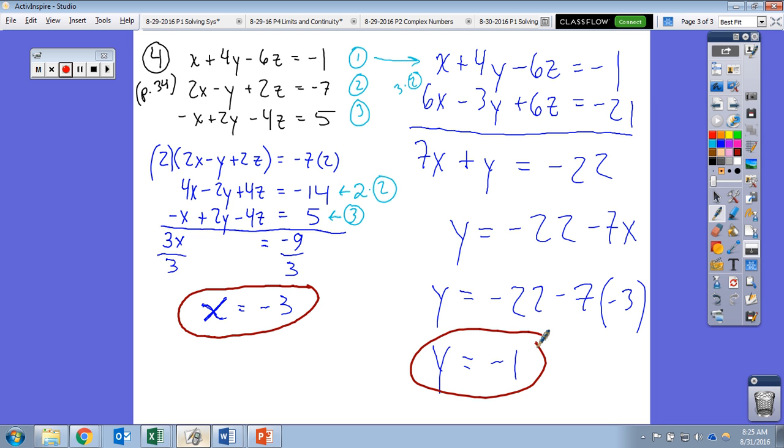You guys should know what to do from here. It doesn't matter which of the three you plug it in. Now, if you need to check, if you can't check yourself, bless you, you should be able to plug it into each one, and it better make every equation true because it's the whole system.